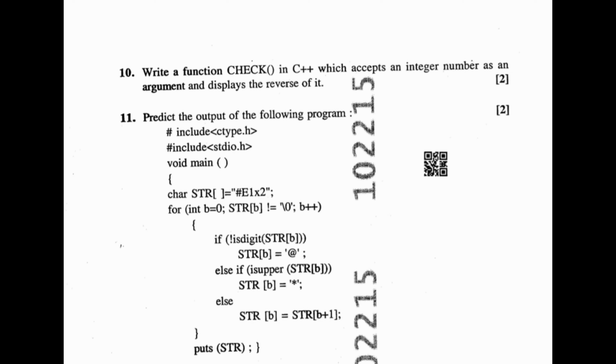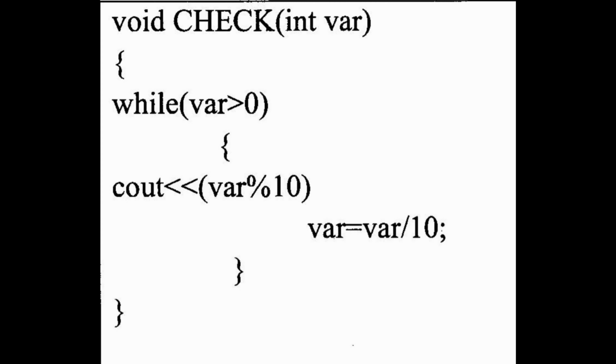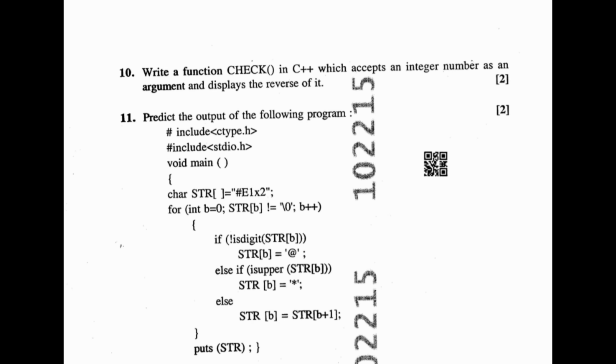Question 10. Write a function check in C++ which accepts an integer number as an argument and displays the reverse of it. Answer. void check(int var), while var is greater than or equal to 0, cout var mod 10, var = var / 10. Question 11. Predict the output of the following program. Answer. @ into @.